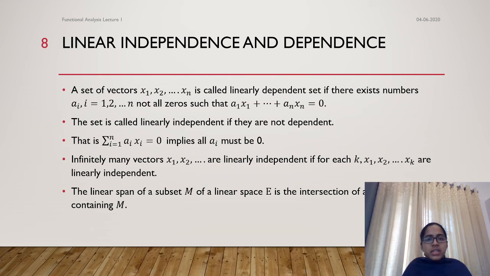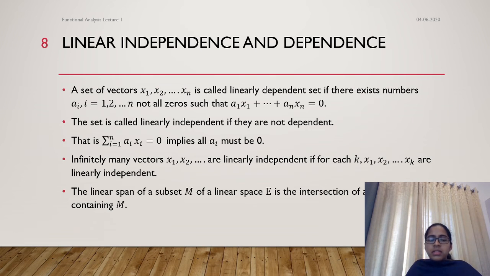Next, the definition of linear independence and dependence. First, we will define what a linearly dependent set is. A set of vectors x1, x2, etc., xn is called linearly dependent if there exist numbers ai, where i varies from 1 to n, which are not all zeros, such that a1x1 plus etc. plus anxn equal to 0. A set which is linearly independent will be a set which is not linearly dependent. Whenever a set is not linearly dependent, we call that set linearly independent. And this we have defined for a finite number of vectors.